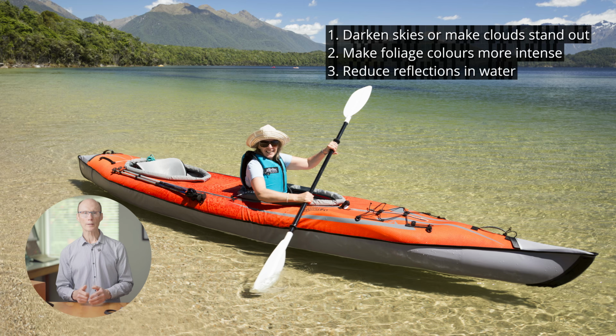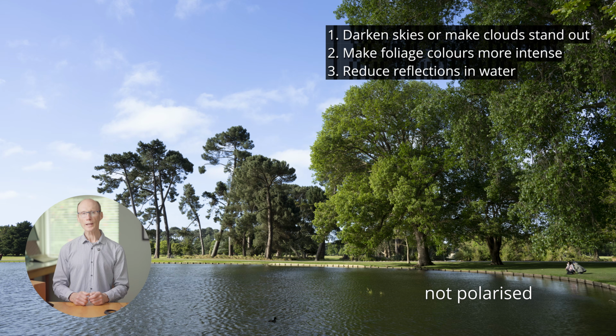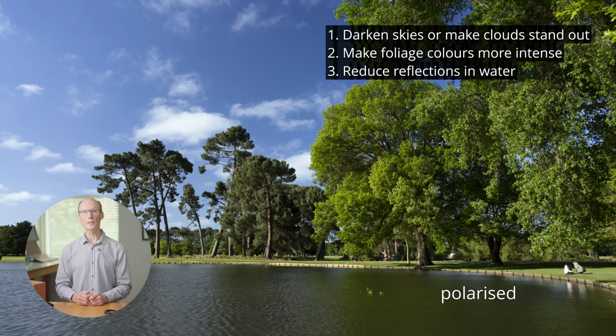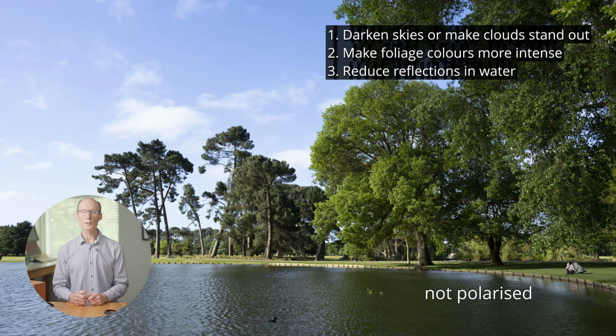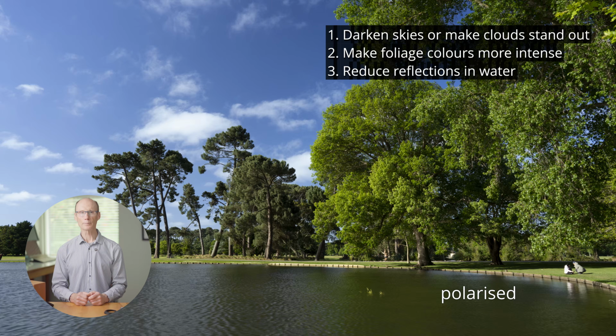I should have dialed back the polarization to include a reflection, and that would have made it clear that the kayak was sitting on the water, not floating above, as it looks a bit in this image. In this second example, you can see that with polarization, the water takes on more color and goes darker. This is a classic use of the polarizing filter.